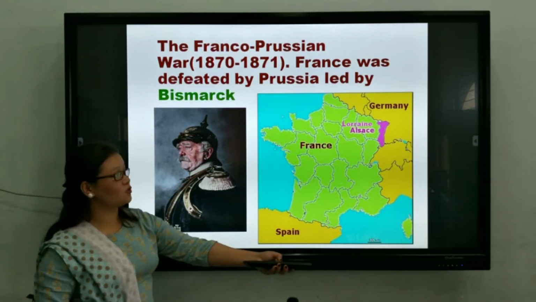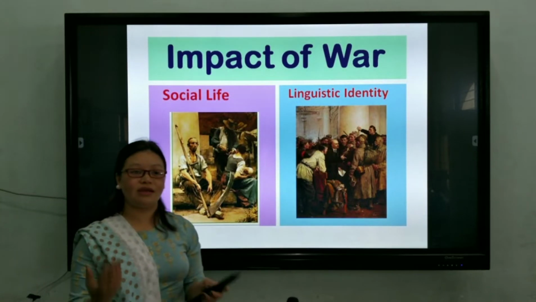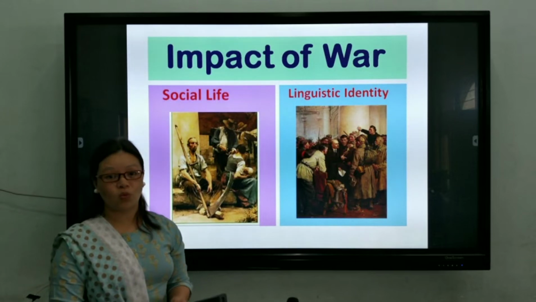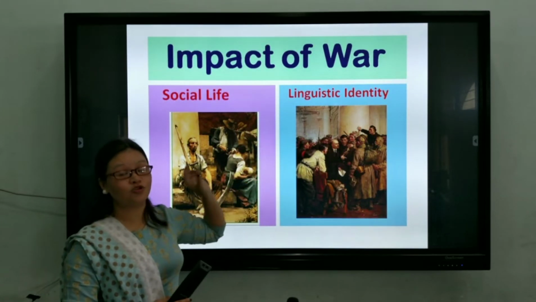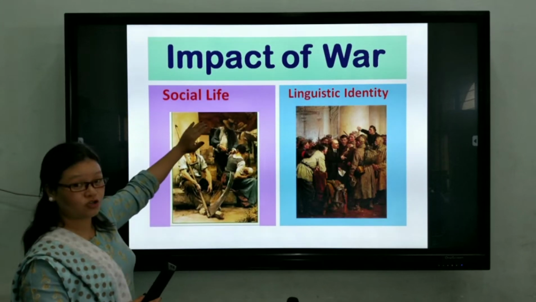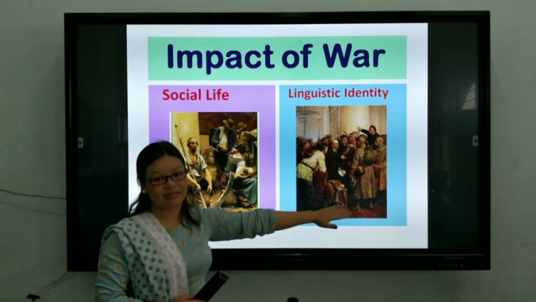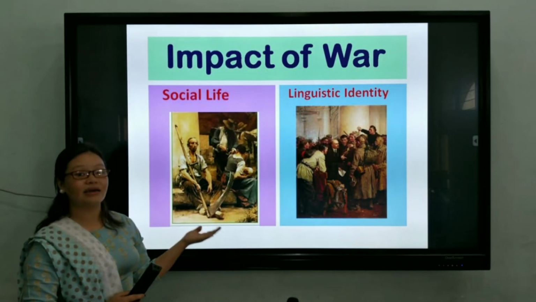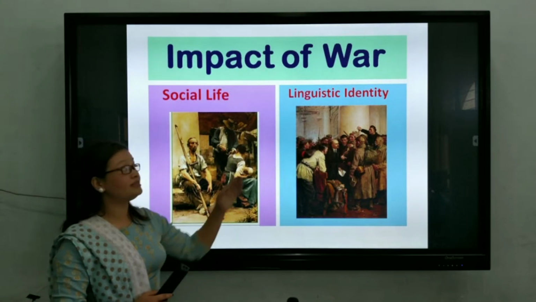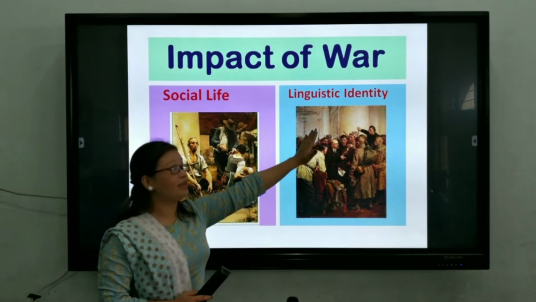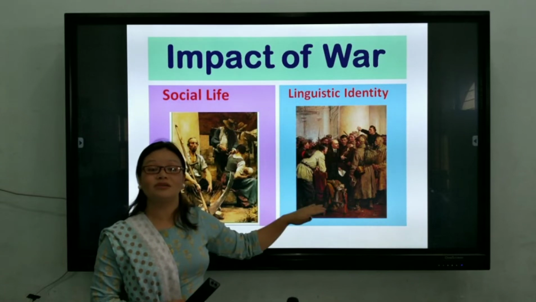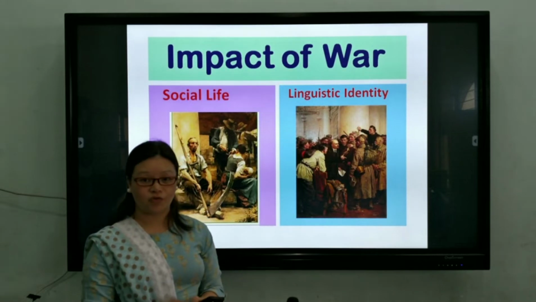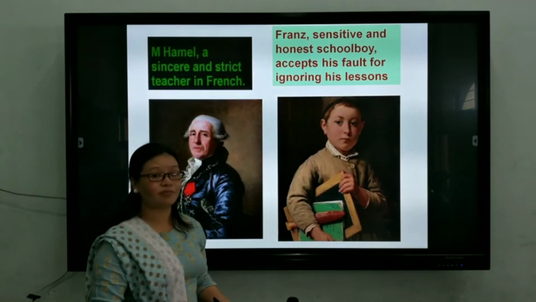So what happens after the war? Wherever it may be in any part of the world, if war happens, there is always an impact of war. Here too we see in the lesson the two main impacts, that is on social life and linguistic identity. In social life, people were driven to poverty, hunger, sickness and unemployment. On the other side, we see the linguistic identity. Even their own mother tongue was taken away from them. In many educational institutions, they were compelled to follow German. So that's the background of the story.